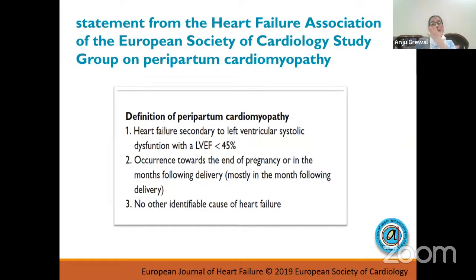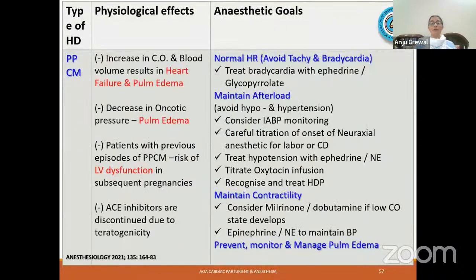By definition, a PPCM is a heart failure secondary to left ventricular systolic dysfunction with a left ventricular ejection fraction of less than 45%. And it usually occurs towards the end of pregnancy or in the subsequent months following pregnancy. It has even been shown to occur 5 months after pregnancy. And of course, you do not get an identifiable cause for heart failure in these mothers. What are our hemodynamic goals? Our goal here is to understand and remember what the pathophysiology presents to us. So there is a hypovolemic state in pregnancy and a failing heart. So there is a high propensity towards pulmonary edema and heart failure.